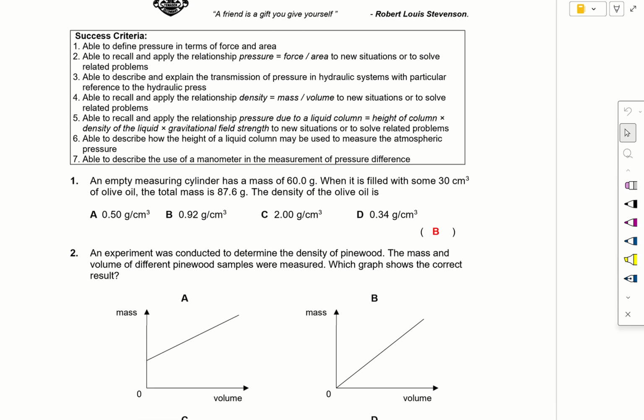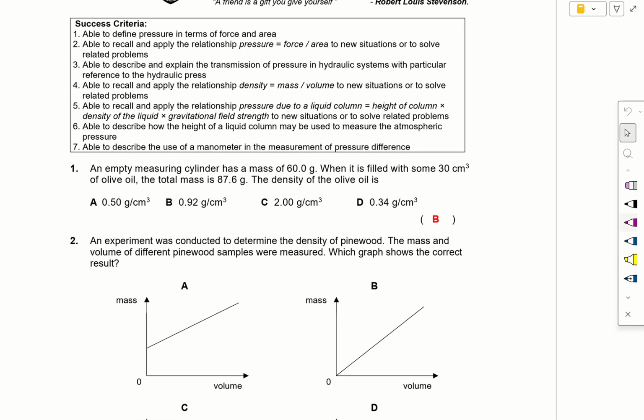Question 1: an empty measuring cylinder has a mass of 60 grams. So this is the mass, M. Now, when it is filled with 30 cm cube of olive oil, the total mass is 87.6 grams. So this is the volume of olive oil. They want us to calculate the density.